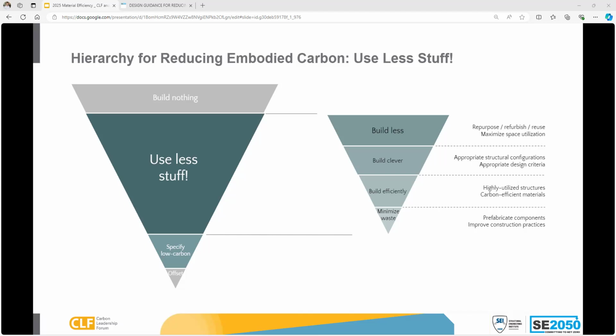And then even within that, there's a hierarchy. So focus on building less, and from a consultant standpoint, how you build appropriate structural configurations and criteria, and then focus on building what you have to build, building it as efficiently as you can, and then you get into minimizing waste and low carbon materials.